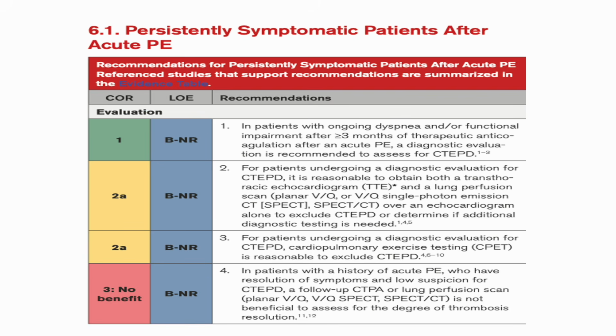If your patient is persistently symptomatic after acute PE, what would you do? The first level of recommendation is that if your patient is continuing to have dyspnea and functional limitation, and it's been more than 3 months, you've kept him on anticoagulation, now is the time to look for chronic thromboembolic pulmonary disease. So, more than 3 months, still dyspneic on anticoagulation, probably the complication has started.